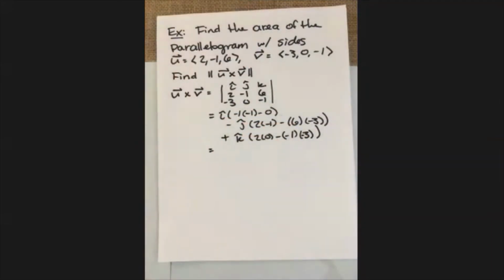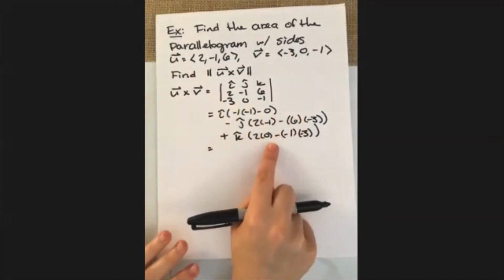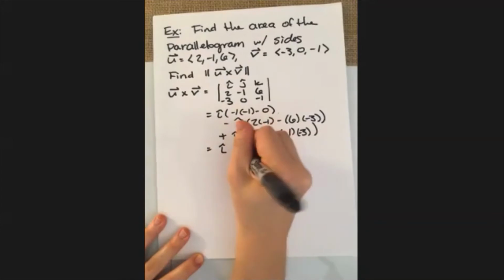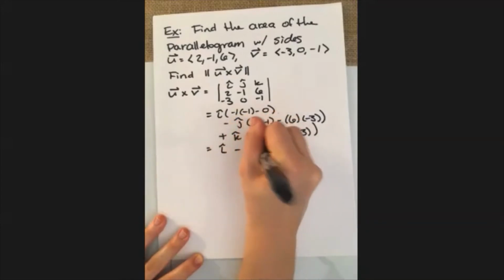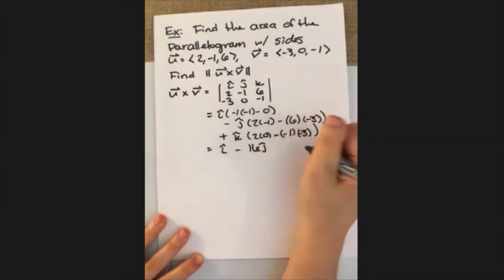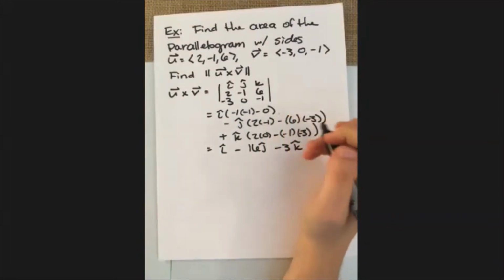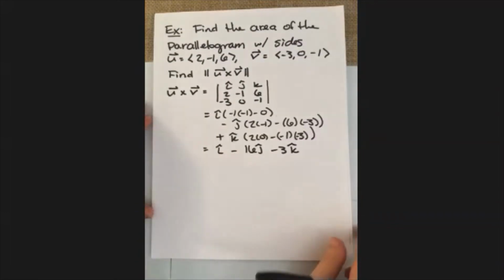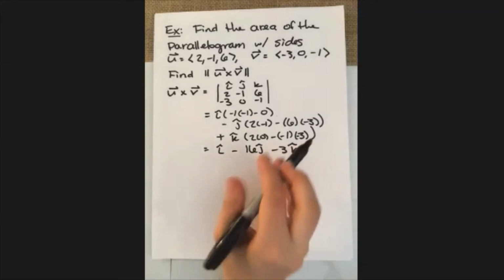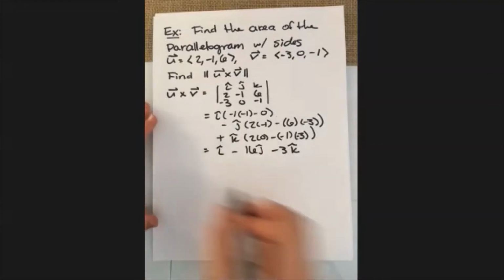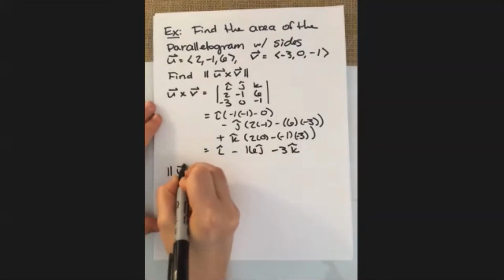Okay, so we simplify each of these components down, and you're going to wind up with this just as 1. So just i hat minus 16 j hat is what you get out of this piece right here, and then minus 3 k hat. Okay, so this is going to be our vector right here for the cross product. And then to actually get the area of that parallelogram that is formed by u and v, we have to take its length.